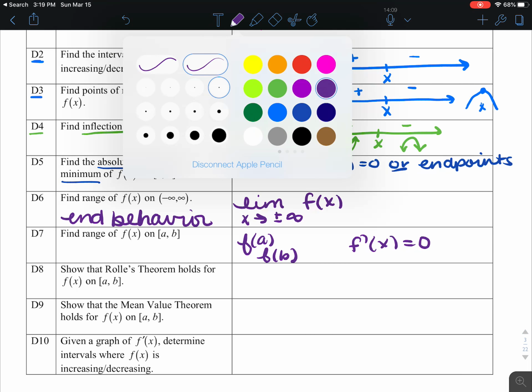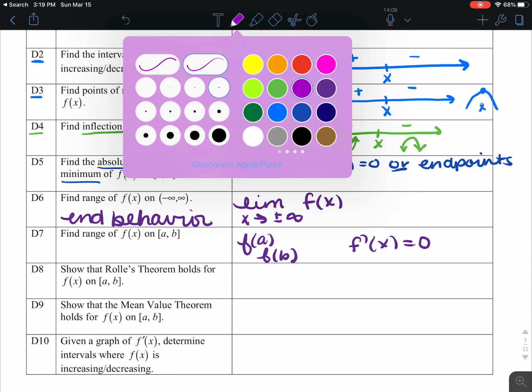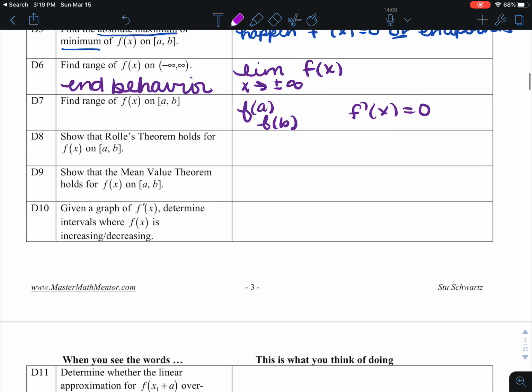Okay. What are we on? D8 and 9? For D8 and 9, the reason we're going to put those two together is because MVT is, I'm sure you all know this, AROC equals IROC. Now the conditions we need to meet is differentiability, right?